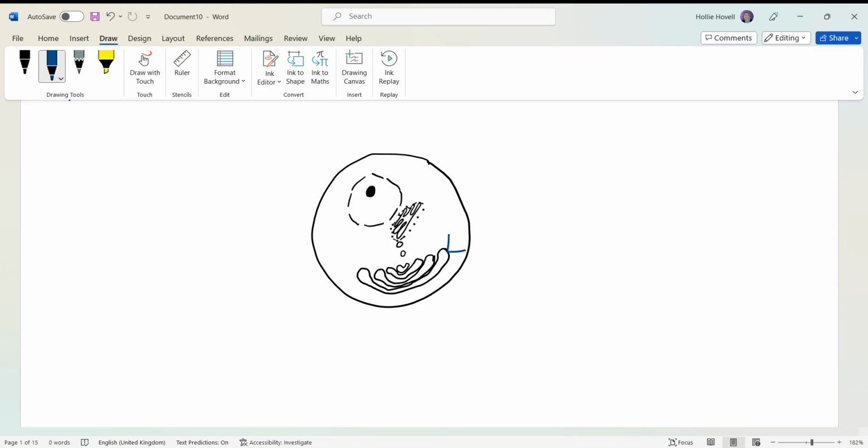Okay, so lines must touch. Draw the line with a ruler. This is the Golgi apparatus. You can just call it the Golgi, but the full name is the Golgi apparatus.